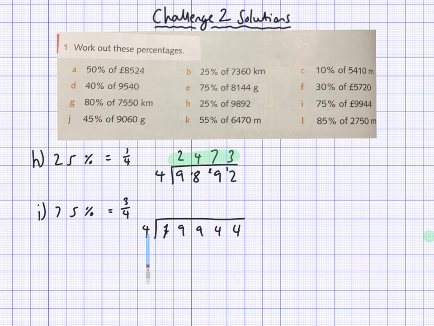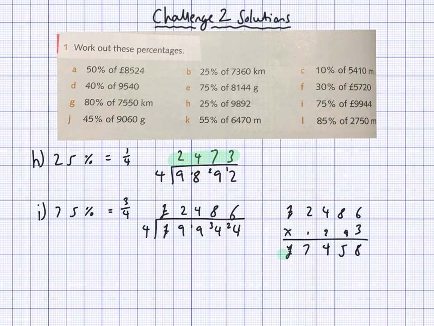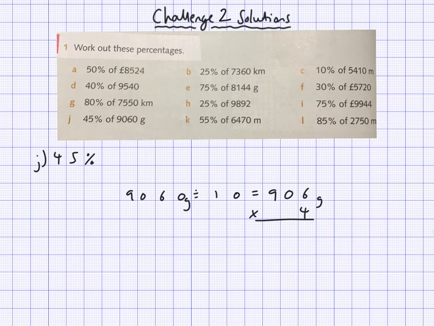My first step is to divide by the bottom, so I'm going to divide £9,944 by 4. That got me £2,486, and now I have to multiply that by the top, which is 3. So £2,486 multiplied by 3. When I did that, I got £7,458. In J, I have to find 45% of 9,060.